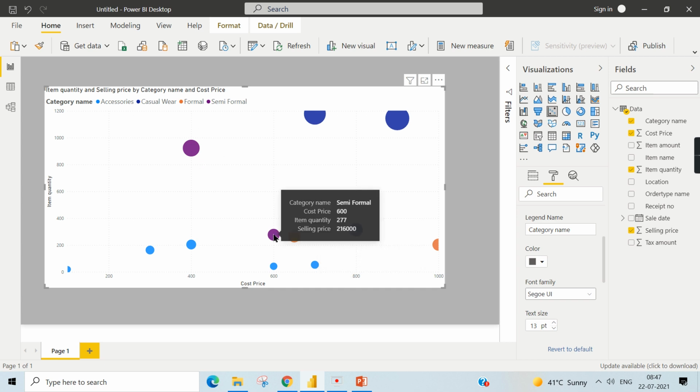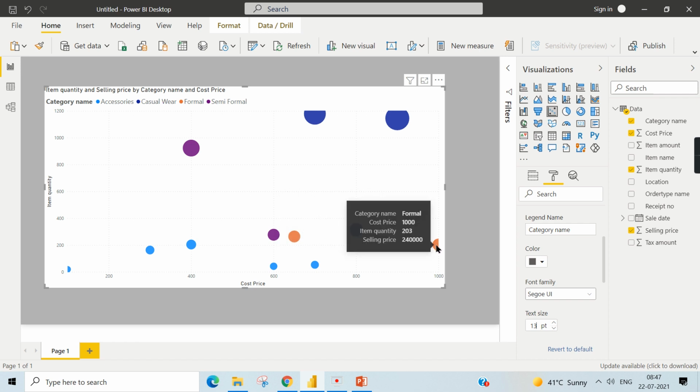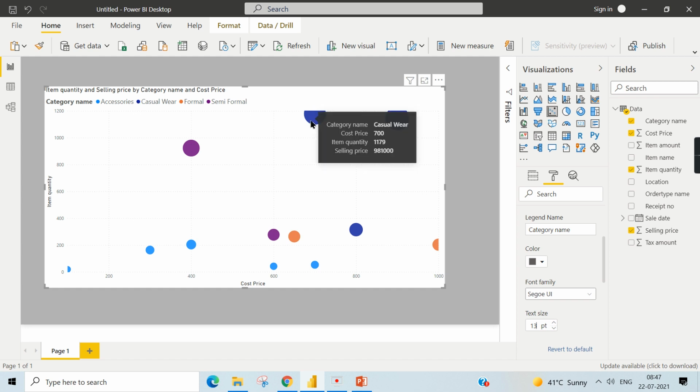And in the case of semi formal, people are not buying beyond 600, because you can see 600 is the highest for semi formal, whereas in the formal case, people are ready to buy even if the cost price is more, that is 1000. An interesting case over here is casual wear. There are no products less than 700 for us. I mean, this Naga Garments is not selling anything less than 700 for casual wear.